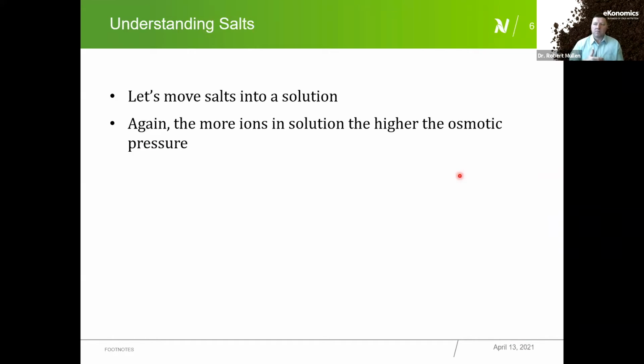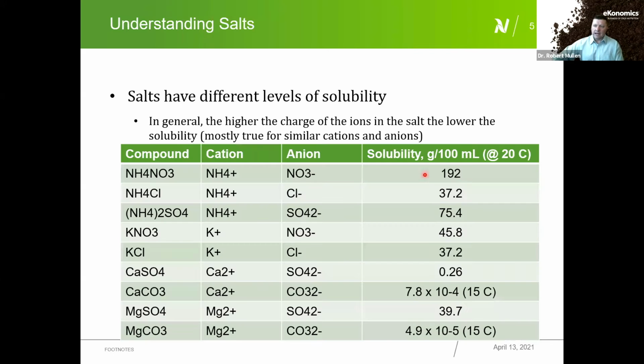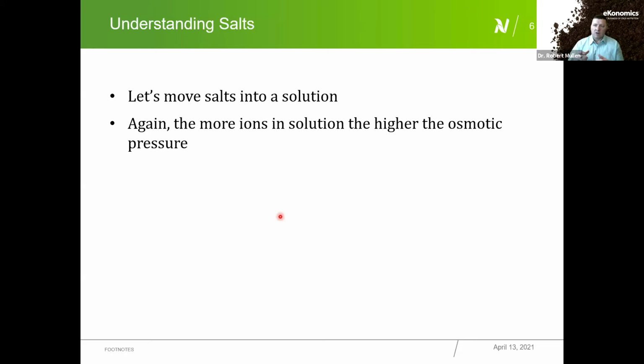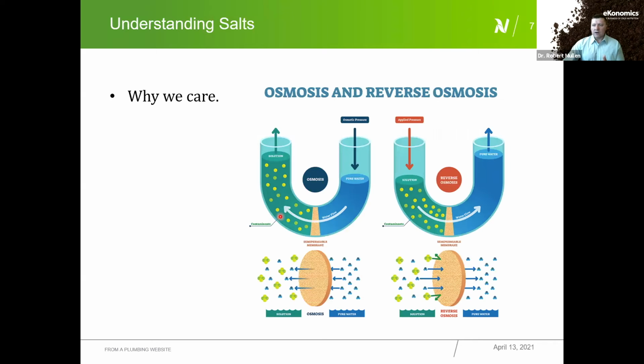And here's the major point of this whole conversation. The more ions of solute that I have in solution, so the more, go back a slide, the more ammoniums I have, the more nitrates I have, the more chlorides, the more sulfates, the more of those things I have floating around in solution, the higher the osmotic pressure. Okay, so now I'm introducing terms that may not be terribly familiar to you. So I actually stole this from a plumbing website.